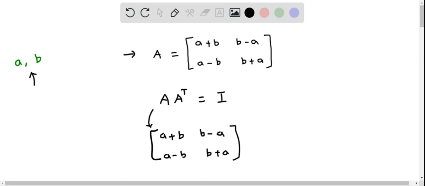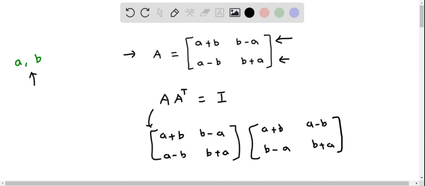So we write the transpose of A by writing the rows as columns and columns as rows. The first row becomes the first column of the transpose matrix, that is a plus b and then b minus a, and the second row becomes the second column, so we write a minus b and then b plus a. This is the matrix A, and this one is the transpose of A, and this must equal the identity matrix.